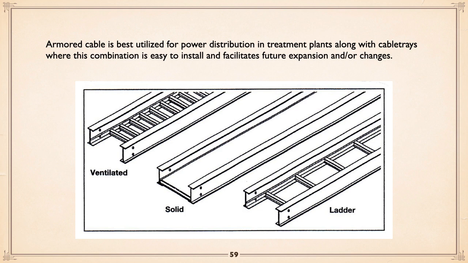Now, with armored cable, you can move it around by laying it within trays, cable trays. And you see these in treatment plants. The nice thing about using that system is if you have several armored cables, if you decide to add something or change something, all you've got to do is unhook it from the cable tray and put in what you're going to do. It gives you a lot of flexibility. And there's 3 different types: ventilated, solid, and ladder. Probably the most common being ladder.